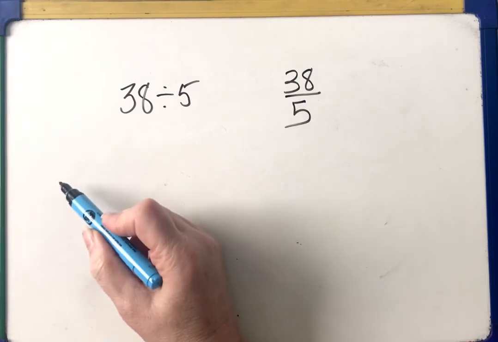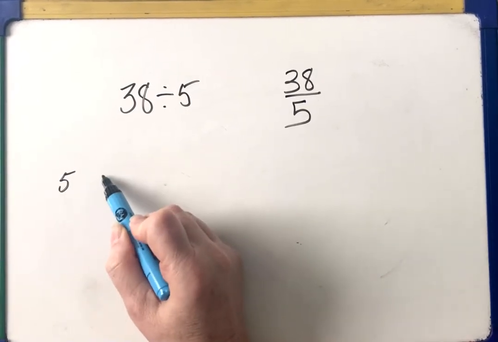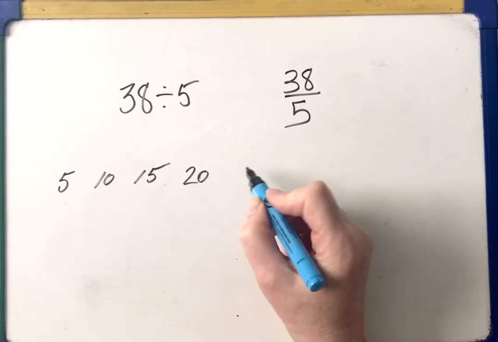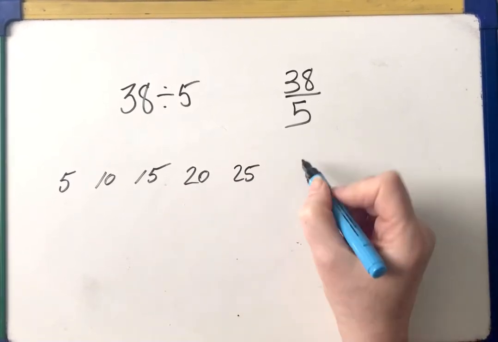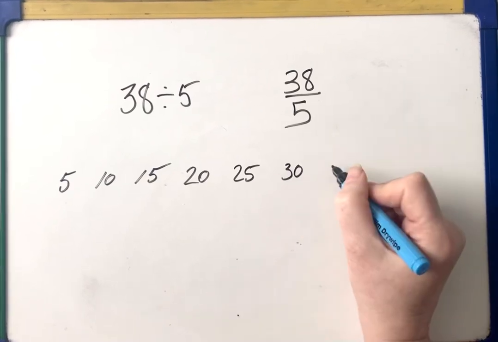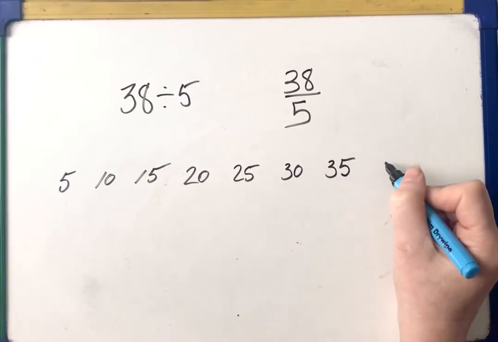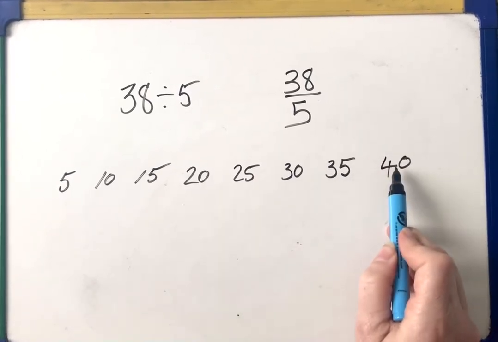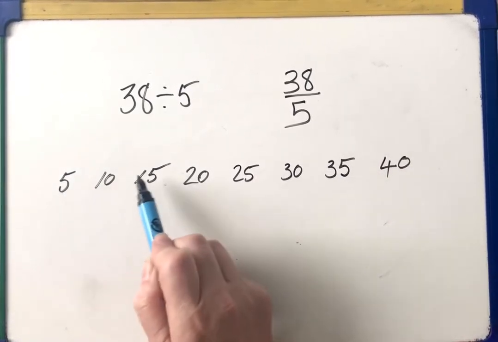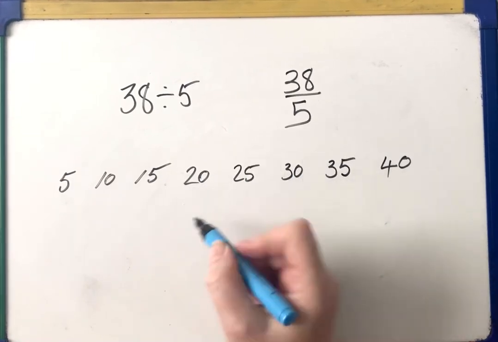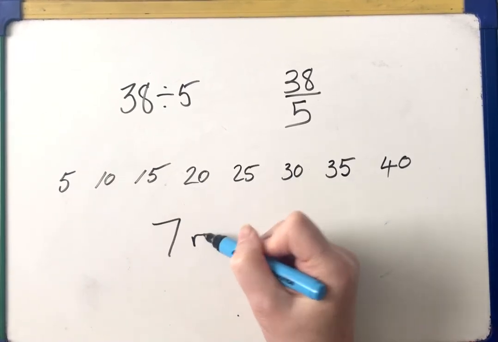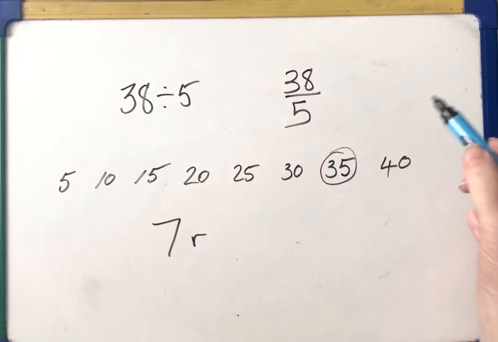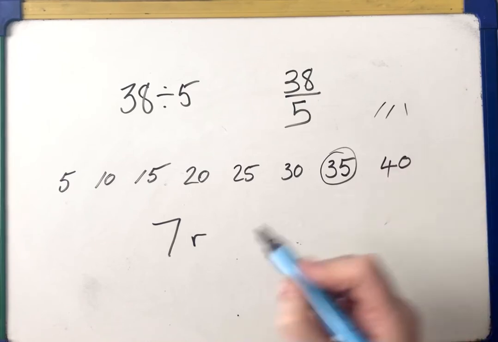Well, 1 times 5 is 5, 2 5s are 10, 3 5s are 15, 4 5s are 20, 5 5s are 25, 6 5s are 30, 7 5s are 35, 8 5s are 40. So it only goes in 7 times, because 40 is too big. So it goes in 1, 2, 3, 4, 5, 6, 7 whole ones. Remainder, 35, and I've got to get up to 38. So 35, 36, 37, 38. Remainder 3.